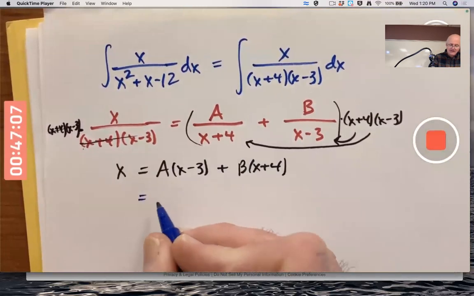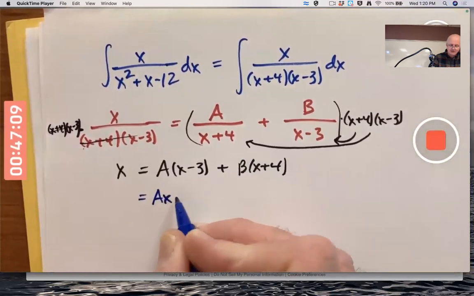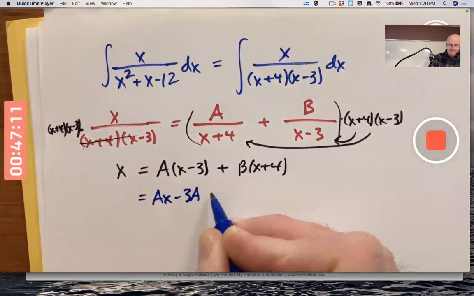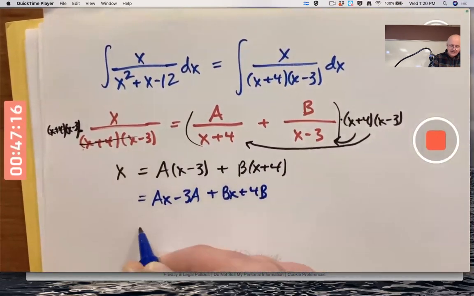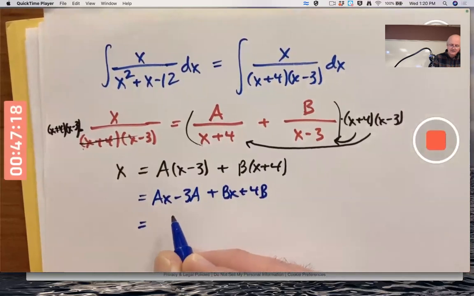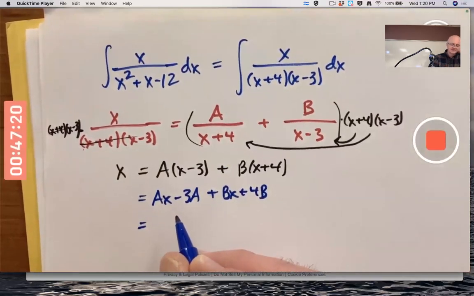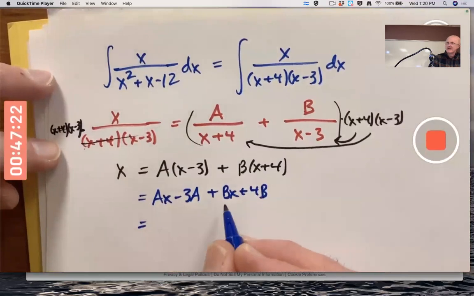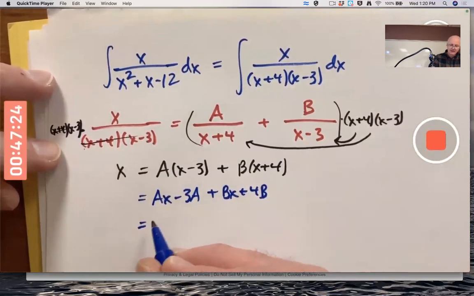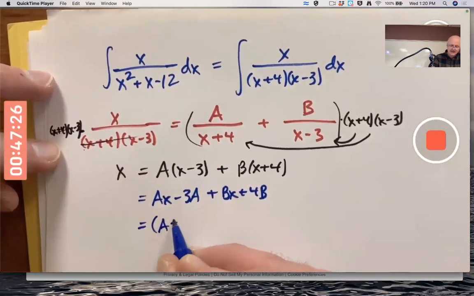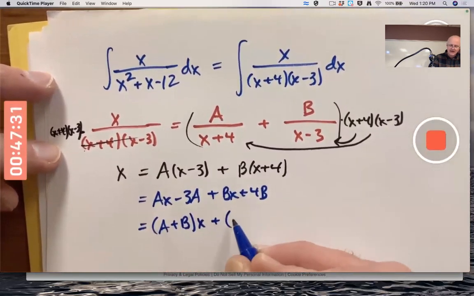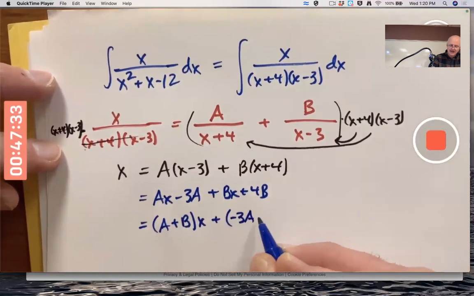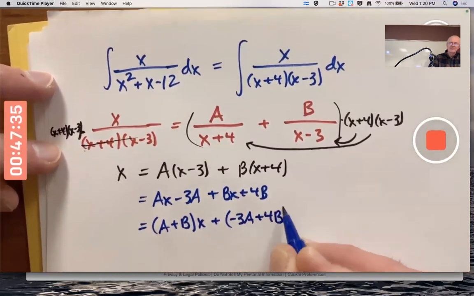One way, the long way, is to expand this out, multiply the A through the first set of parentheses, multiply the B through the second set of parentheses, and then gather like terms involving the same powers of x. Ax and Bx are like terms. Gather those and factor out the x to write it as A plus B times x. And the two terms that do not involve an x are constant terms. Gather those two things together.